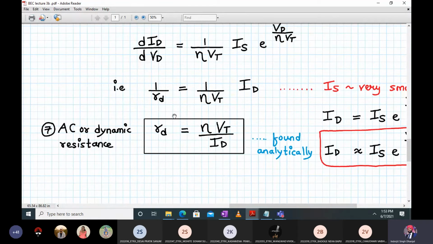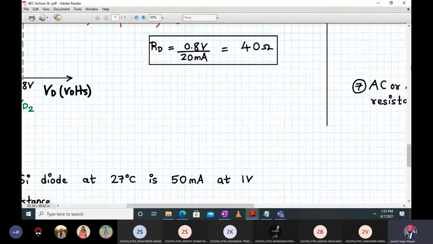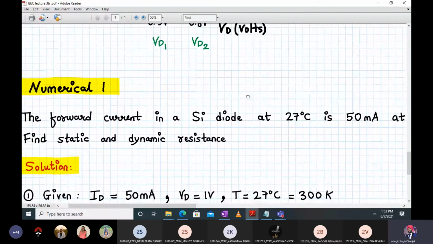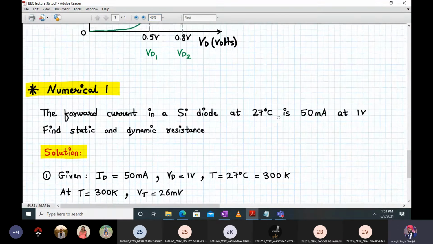Yes, sir. Okay. So now we'll quickly move on to the numerical. A small numerical we will solve and we'll wind up this topic. We will take 2 minutes and complete this. The forward current in a silicon diode at room temperature 27 degrees Celsius is 50 milliamperes at 1 volt. Find the dynamic and the static resistance.